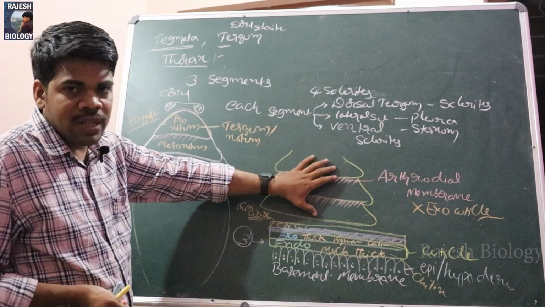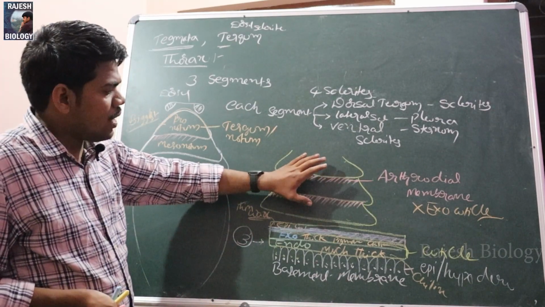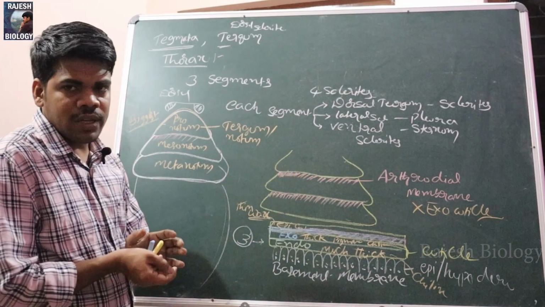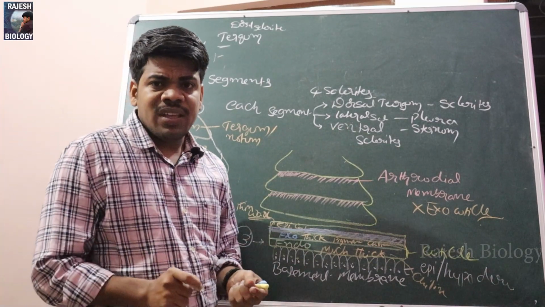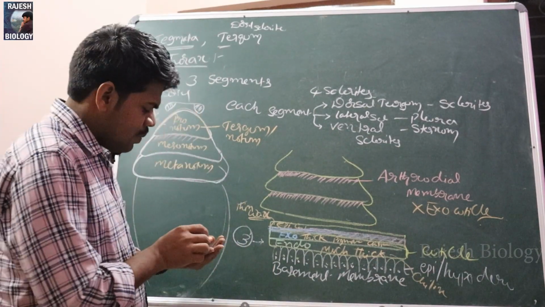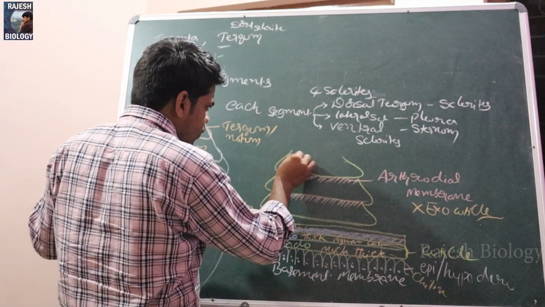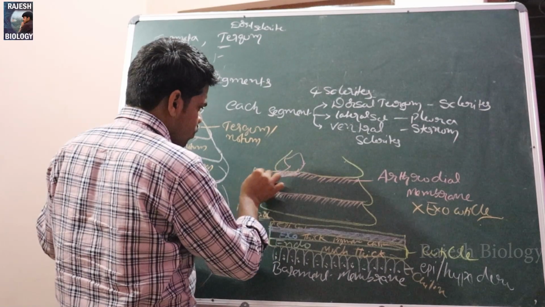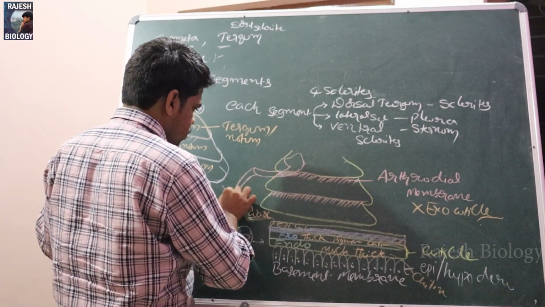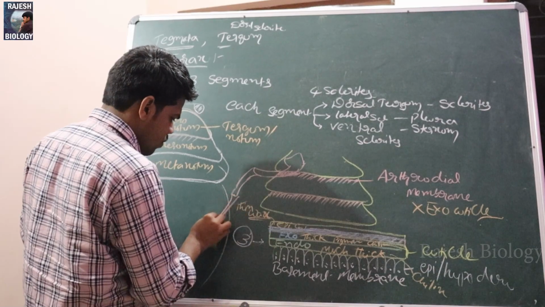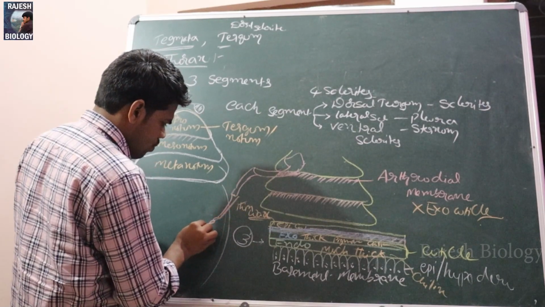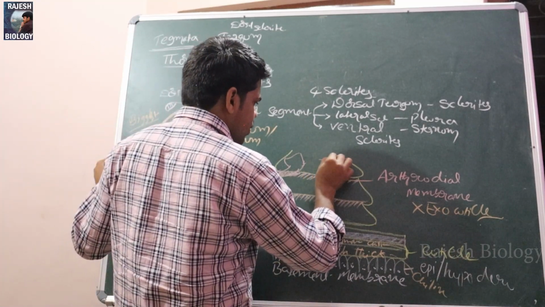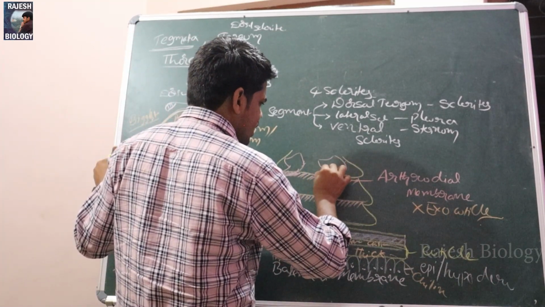If we take the dorsal side, then the ventral side is called sternum. First sternum, second sternum, third sternum. From each sternum, there is a pair of legs. So like this, a pair of legs is present from each thoracic segment.